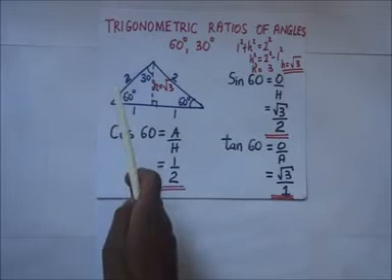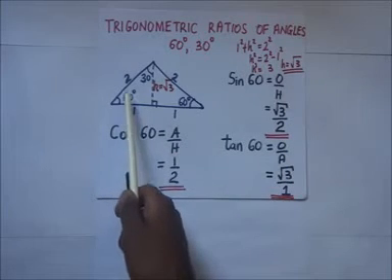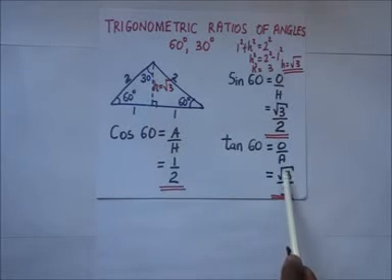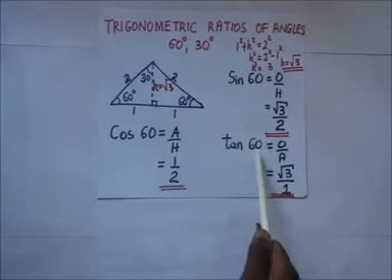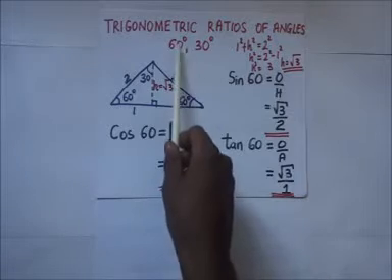So it's the same with the tangent. Tan of 60 is going to be opposite, which is root of 3, over adjacent. The adjacent is 1. And these are the trigonometrical ratios for angle 60.